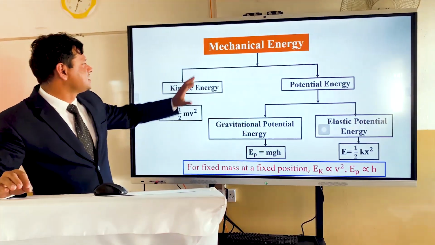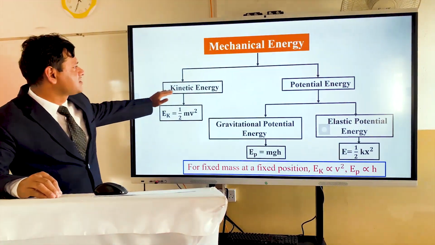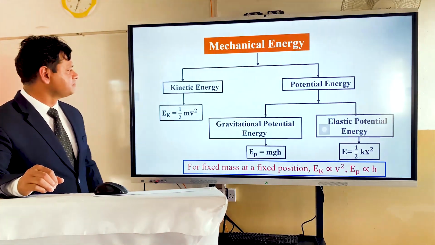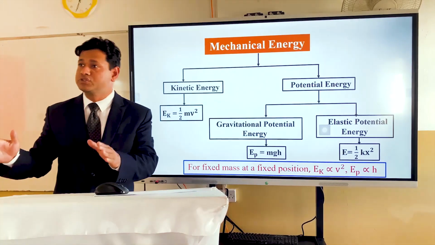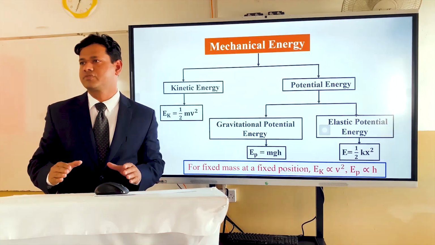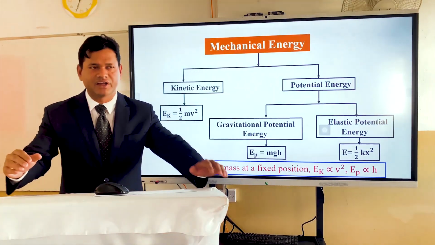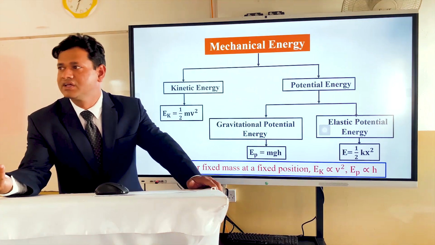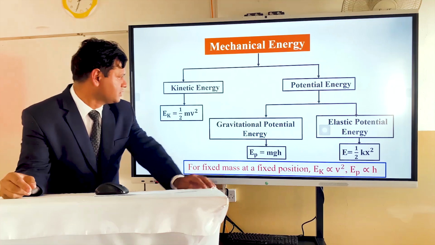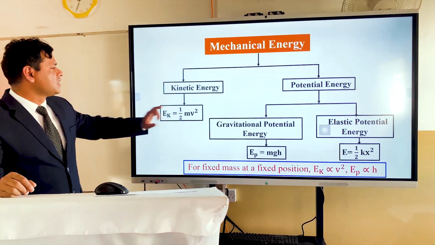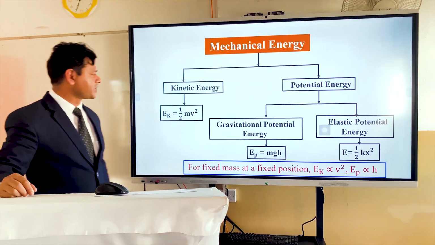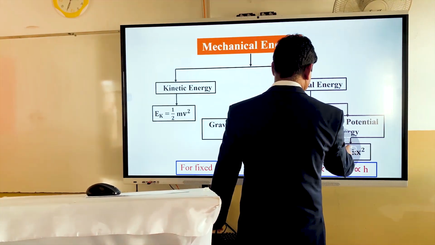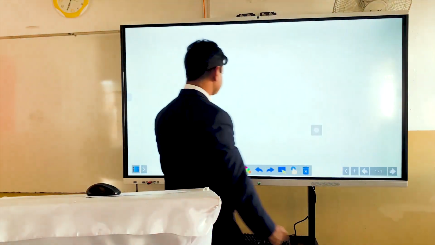Now, mechanical energy is mainly of two types. One is kinetic, another one is potential energy. What is kinetic energy? The energy related with a moving object. That means for getting kinetic energy, you need velocity. If the velocity or speed is zero, then kinetic energy will be zero. Maybe you can see the formula of kinetic energy: half m v squared. So now, according to this formula, I will solve one mathematical problem.